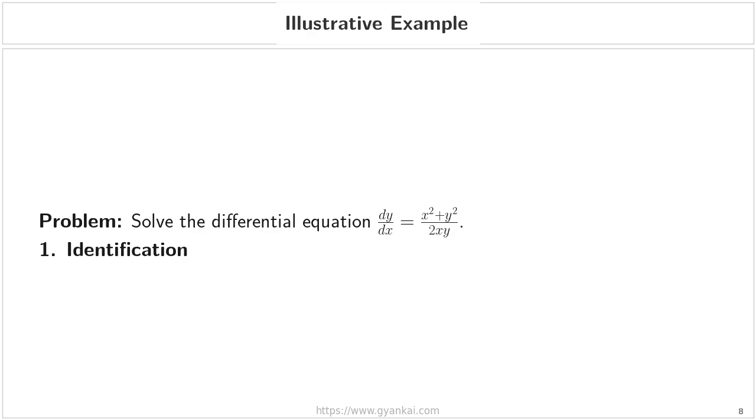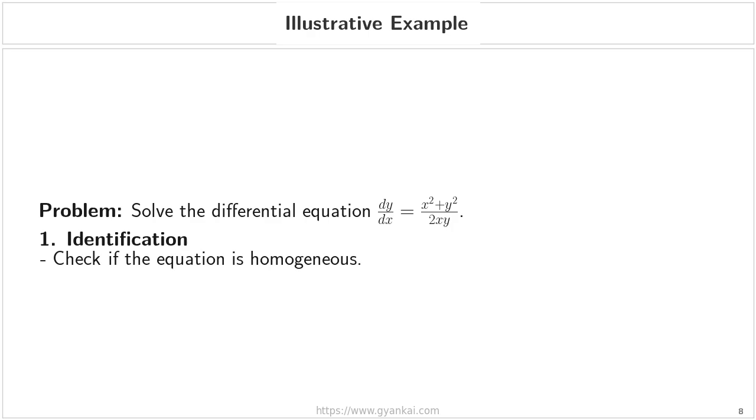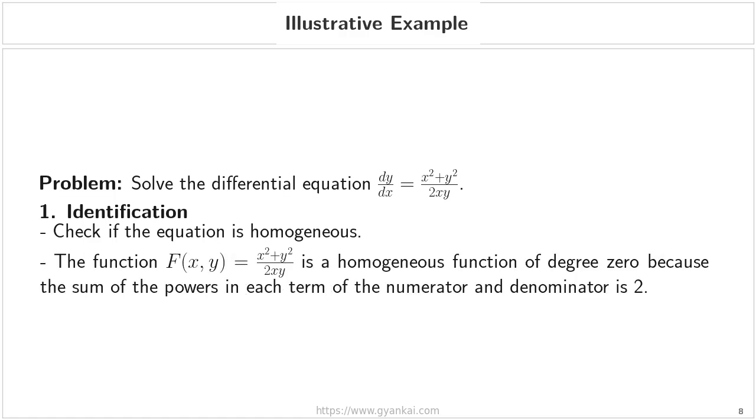Before we jump into any substitutions, we have to verify if this equation is actually suitable for the method we just discussed. We need to check if the equation is homogeneous. To do this, we look at our function, f of x and y, which is x squared plus y squared over 2xy. Notice that in the numerator, the sum of the powers in each term is 2, and in the denominator, the sum of the powers, x to the first and y to the first, is also 2. Because the total degree is the same for every term, we can confirm that this is a homogeneous function of degree 0. This is our green light to proceed with the substitution method we'll see in the next few slides.